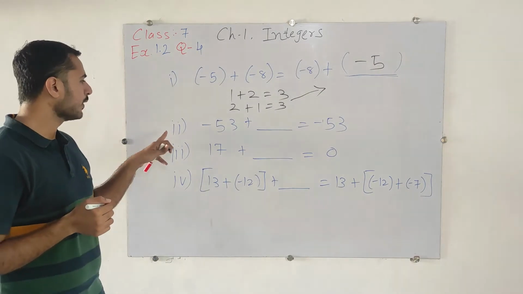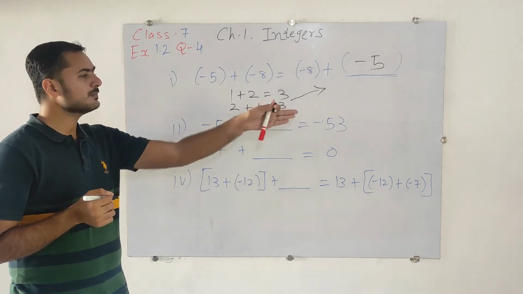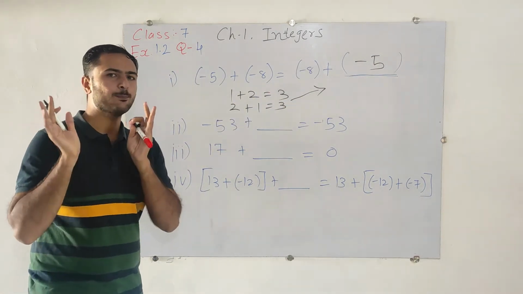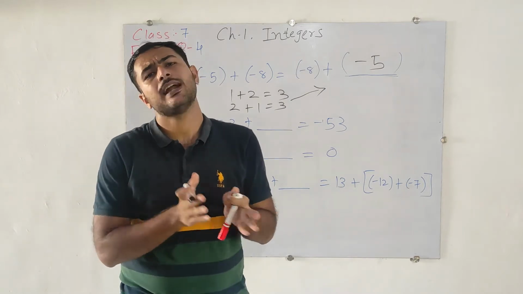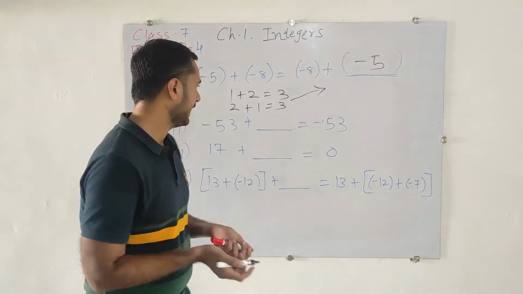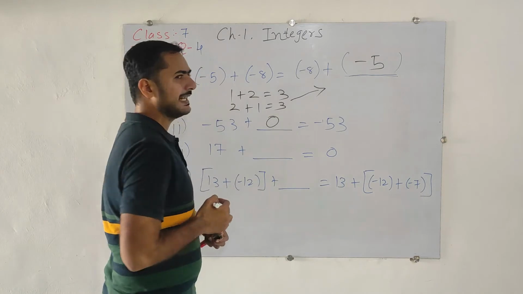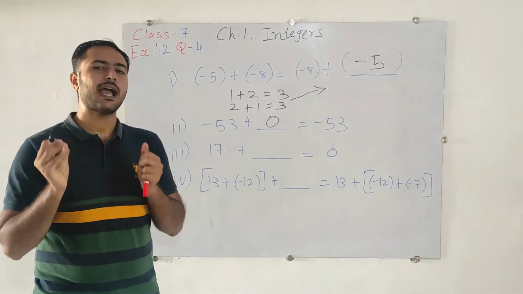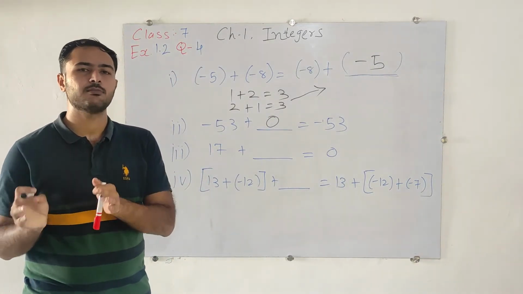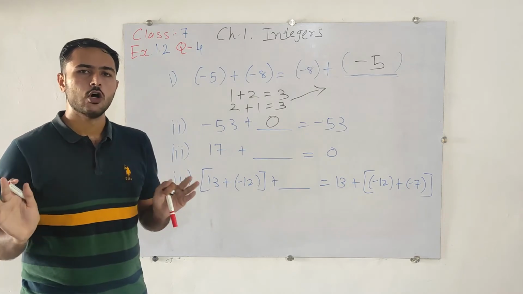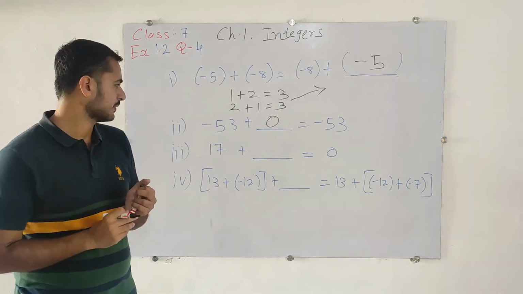Clear? Then the second one, minus 53 plus something is minus 53. What should I add to any number to get the same number? 0. Okay? Because 0 is the additive identity. If you add 0 to any number, the answer will be the same number only. That number will not change.